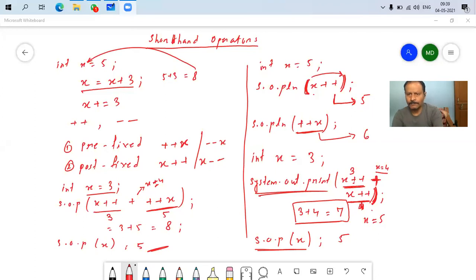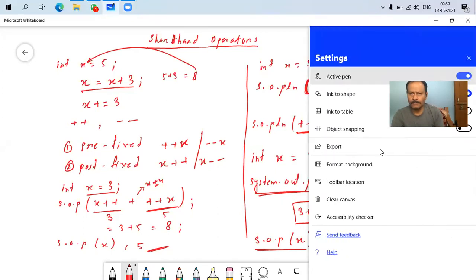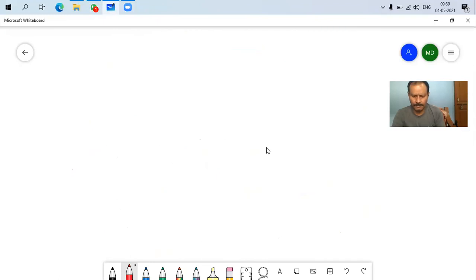Implicit conversion is where there is no need to apply force. Means we don't need to convert it forcibly. It automatically takes place. For example, int, let me show you on the screen. Very little time left, but still, let me show you on the screen. I'm going to clear the canvas now.